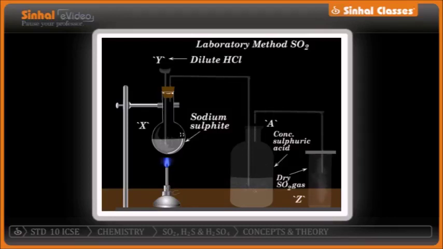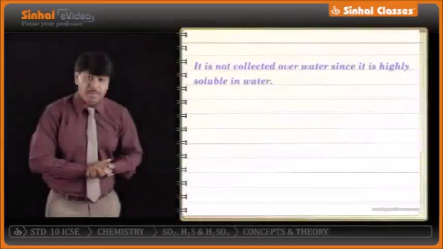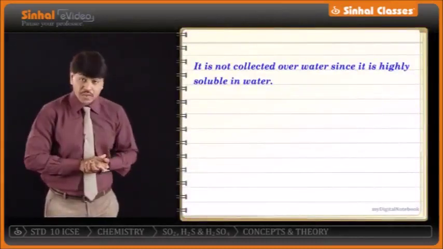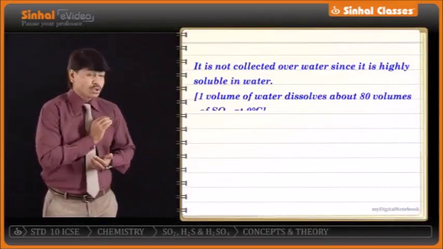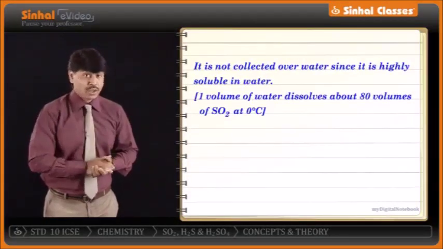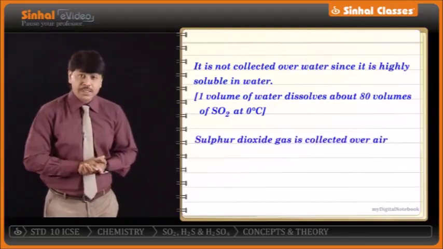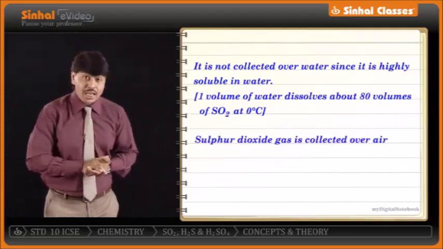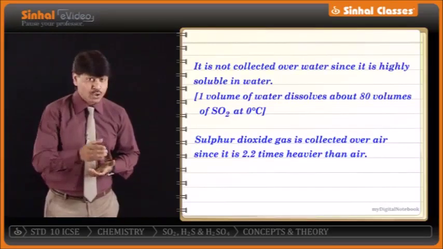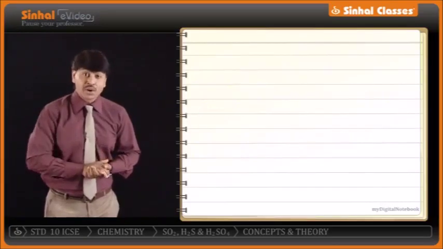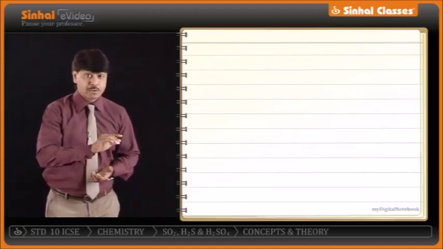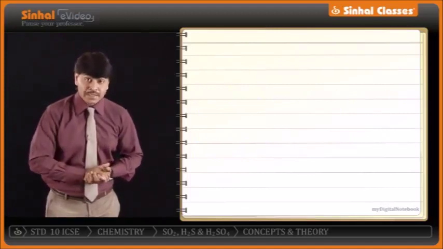Why not over water? It is highly soluble in water. 1 volume of water dissolves 80 volumes of SO2 at 0 degrees Celsius. Now, why should it be collected by upward displacement of air? Reason, it is 2.2 times heavier than air. You can verify this by finding out the vapor density. How to calculate vapor density? It is molecular weight divided by 2.